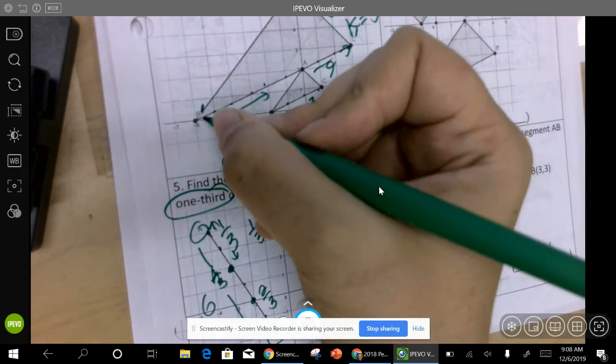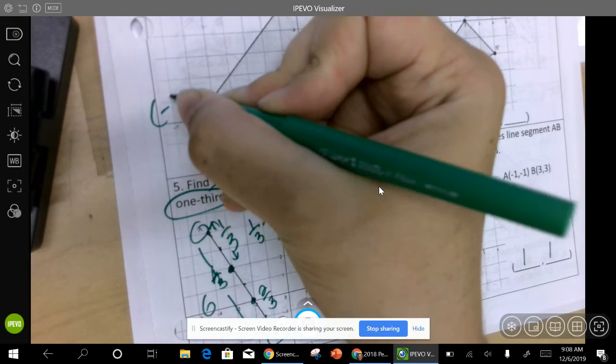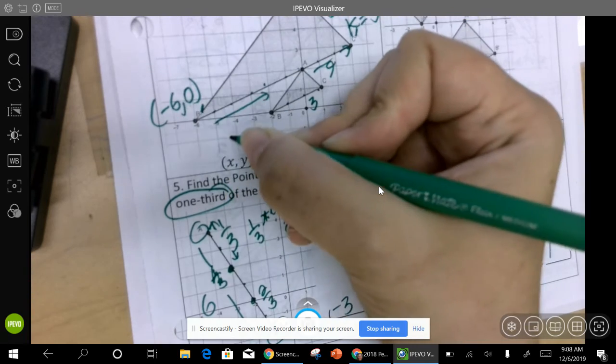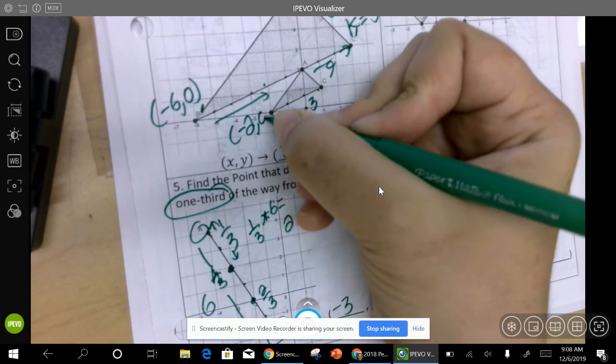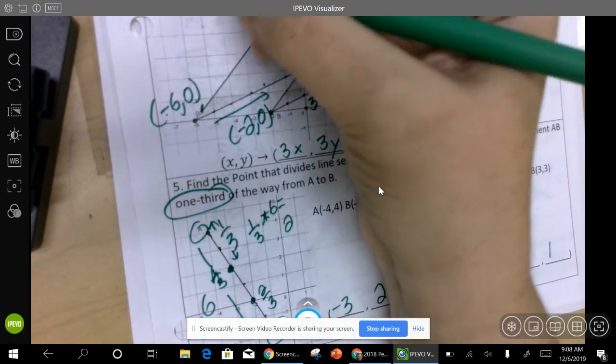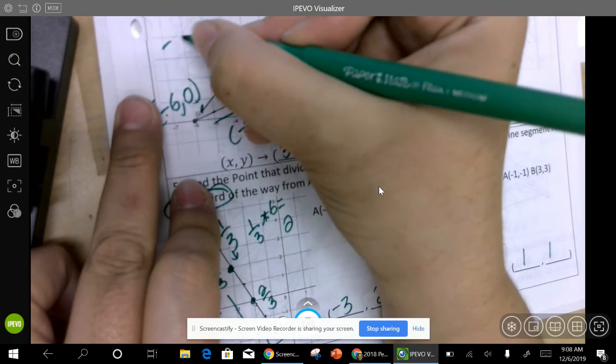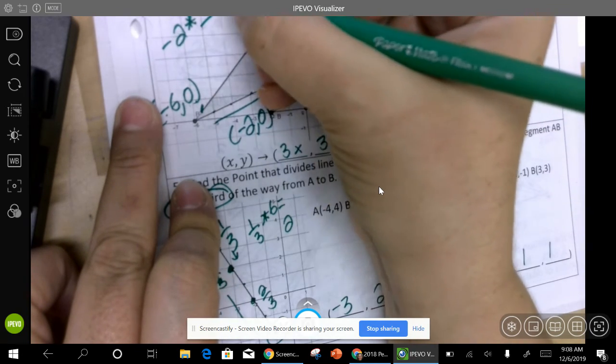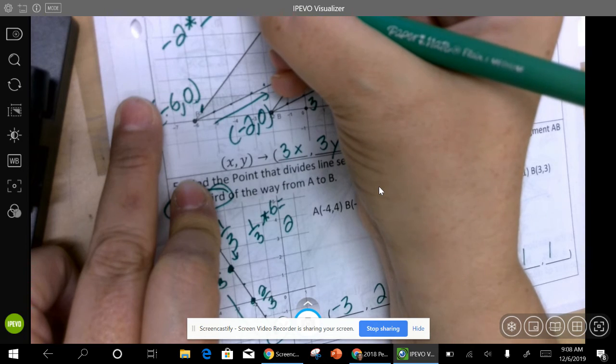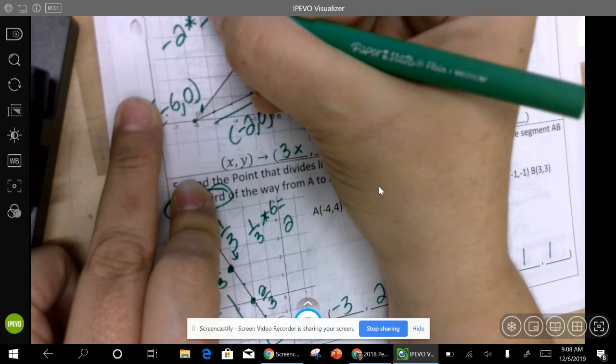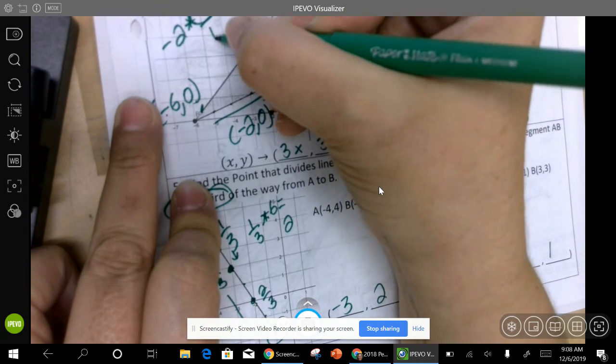This, everybody, we're talking about the points. So this is at -6, 0, and this is at -2, 0. So I look and I go -2 times what gives me -6, and it's going to be 3. Everybody, that's that scale factor, k.